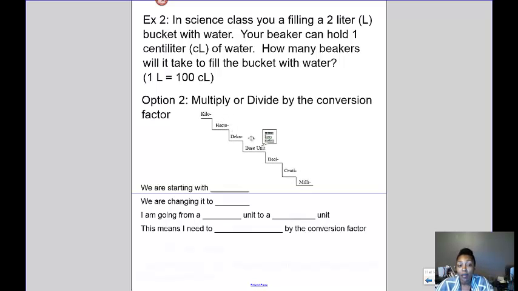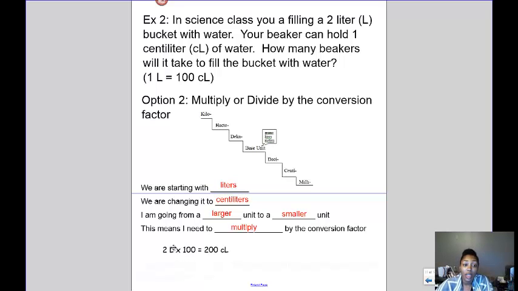One way the step method can help you, and we're going to talk more about that in class, is by helping you figure out whether you're going from something small to something big, or something big to something small. In this problem, we are starting with liters, so we start here on the base unit step. Then we're changing it to centiliters, so I have to go down the stairs. As I go down the stairs, the units get smaller. So I'm going from a larger unit to a smaller unit. This means I need to multiply by the conversion factor.